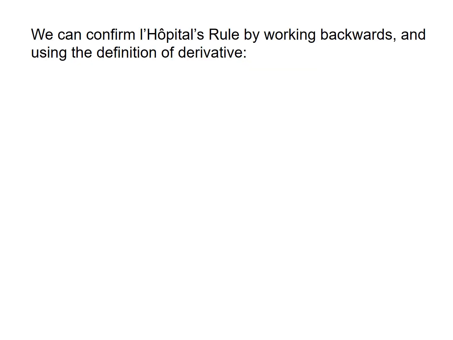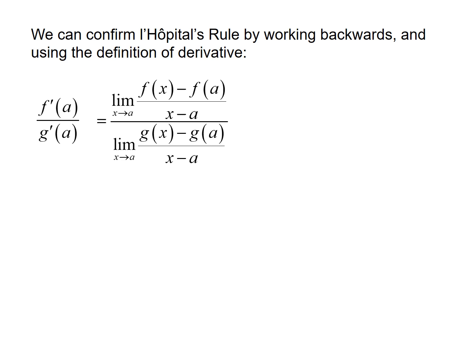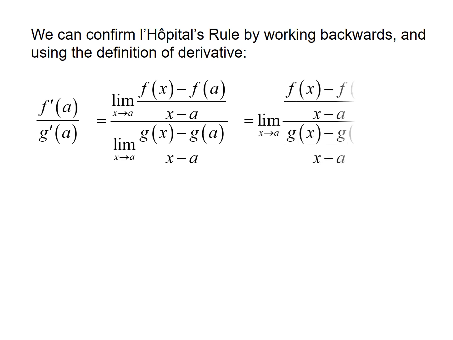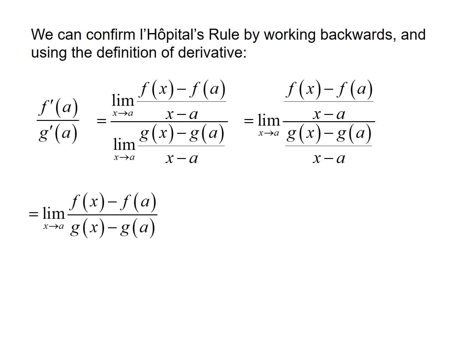We're going to go ahead and see how we can confirm L'Hopital's another way. This is not something that you'll need to ever recreate, but it's something that's nice to have seen. And the way we're going to see this is by working backwards. So starting with f prime over g prime, writing out the definition of derivative for each of those, and taking that limit to the outside, because if we're taking the limit of the top and the bottom, that's the same as the limit of the entire thing, which allows us to cancel x minus a and x minus a.